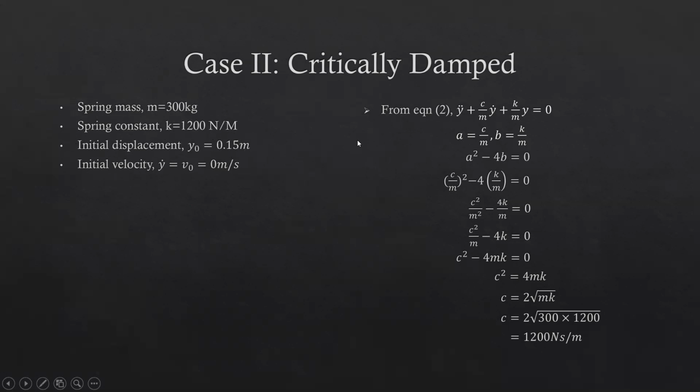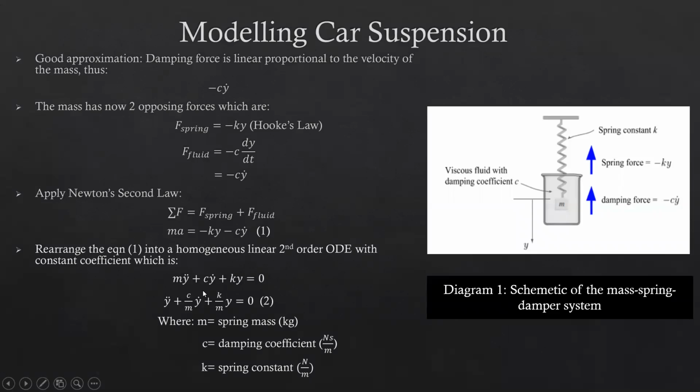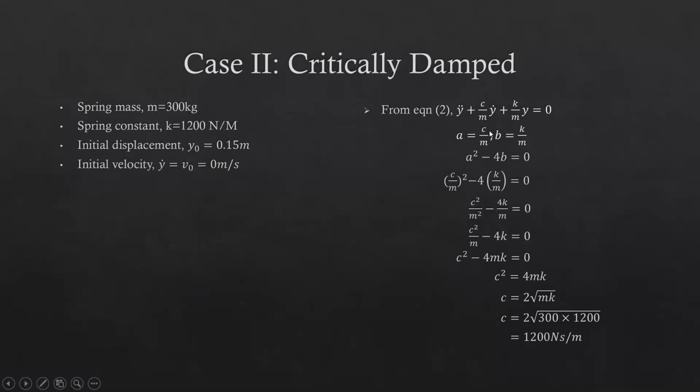So from equation 2, which is this equation, we need to find the damping coefficient. So we label a as c over m and b as k over m, and we use the formula a squared minus 4b equals 0, as this is case 2. So we can find the value of c, which is 1200 Newton second per meter.